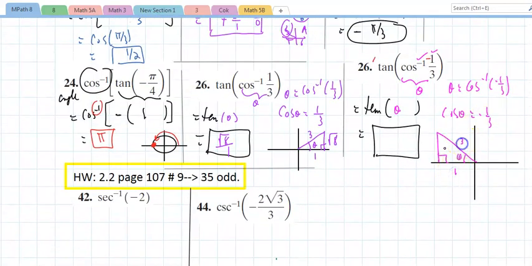Adjacent over hypotenuse. That makes this radical 8, but this is negative. And if I want the tangent, it's the opposite over the adjacent. Now we're going to stop here. There's the homework that you're going to do for this assignment.